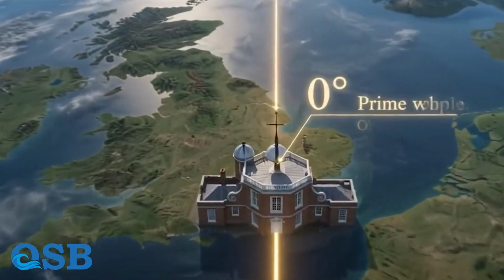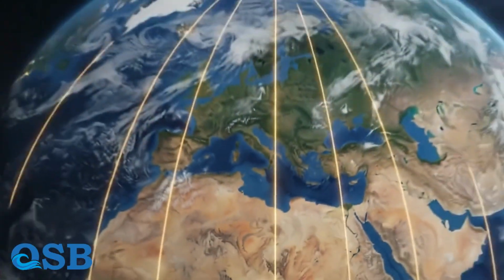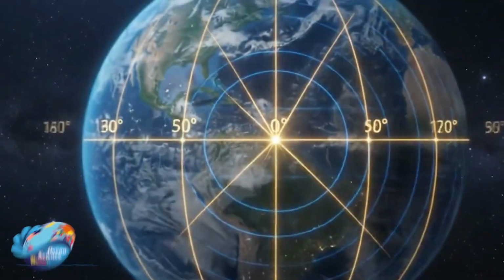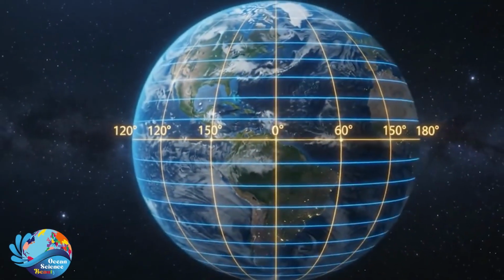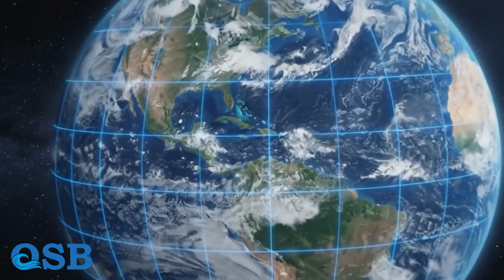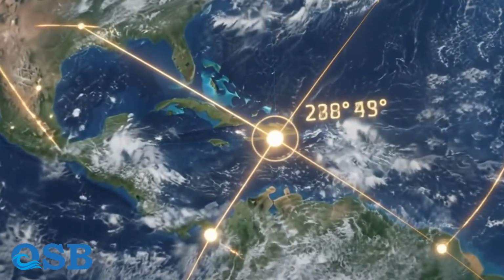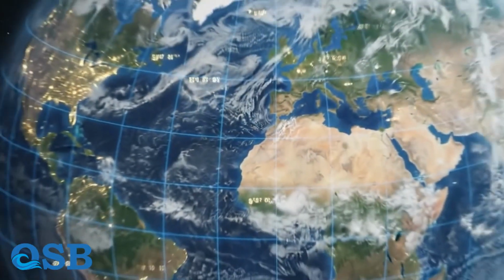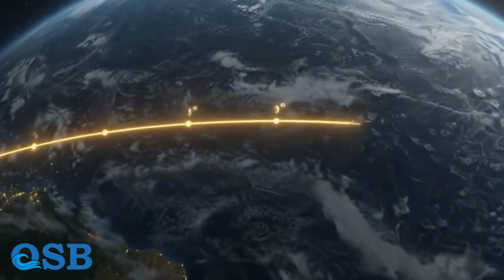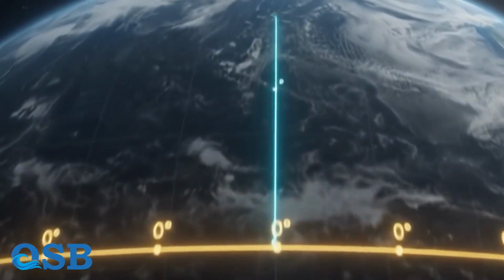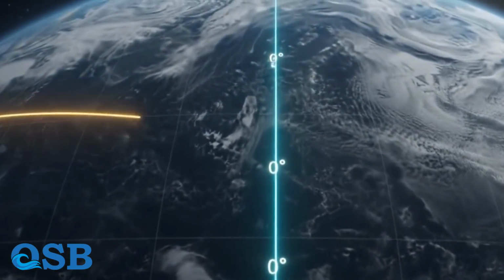Latitude ranges from 0 degrees to 90 degrees north or south, while longitude ranges from 0 degrees to 180 degrees east or west. Despite their differences, latitude and longitude also share similarities. Both are imaginary lines used to locate places on Earth. Both are measured in degrees and are part of a global coordinate system.